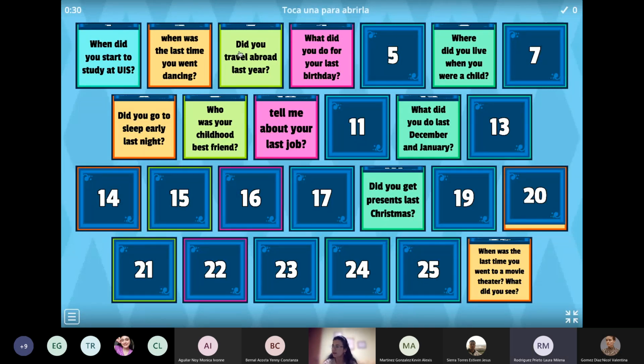Last year in March. It means en marzo del año pasado. Okay? Last year in March. Or you can say in March last year. Very good. Thank you, Laura. Edwin Gamboa, continue. What number do you want, Edwin?